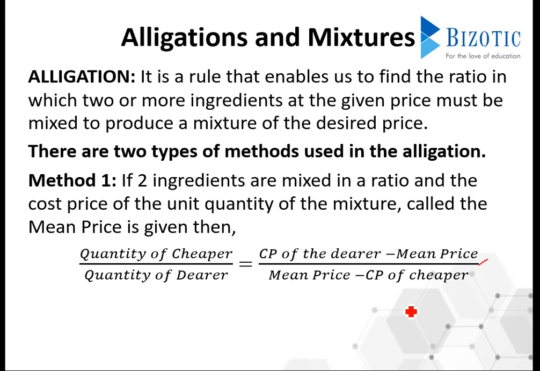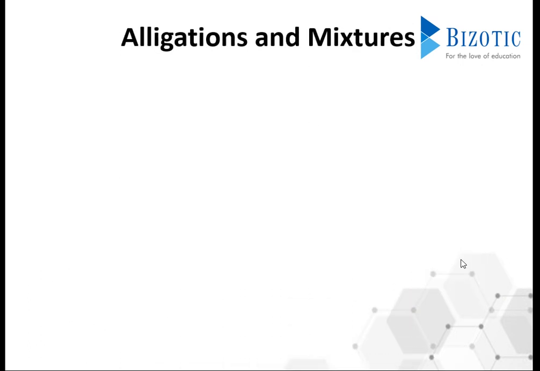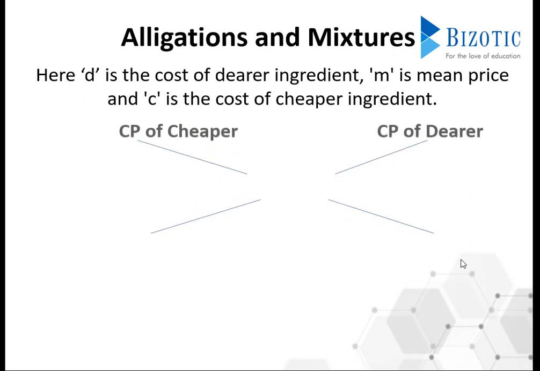This is a little complex to remember and carry around, so to make it even easier, it has been derived in simple terms, as given in this slide. To derive that formula, D will be the cost of the dearer ingredient, M is the mean price, and C is the cost of the cheaper ingredient. Now it's very easy: D for dearer, C for cheaper, and M for mean price. So we have the formula to find the alligation.